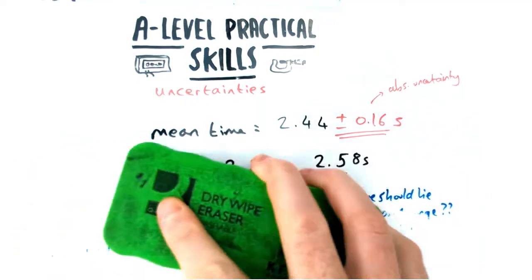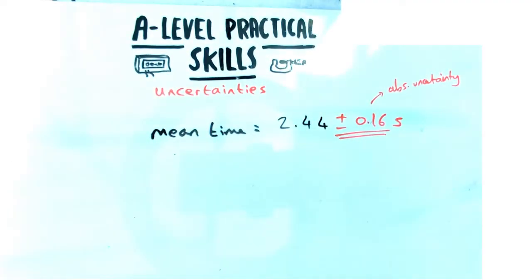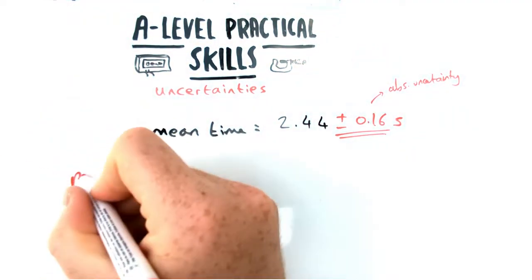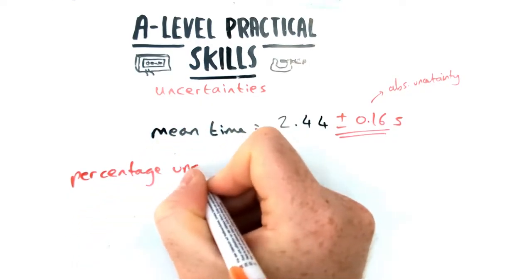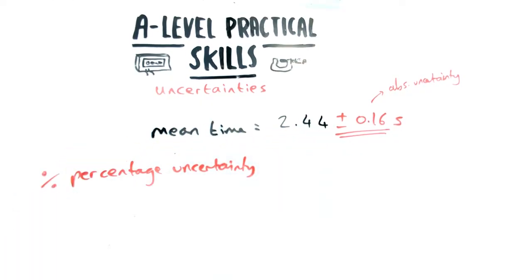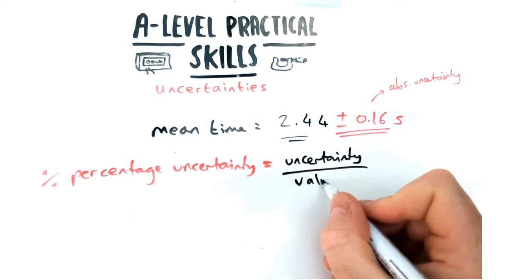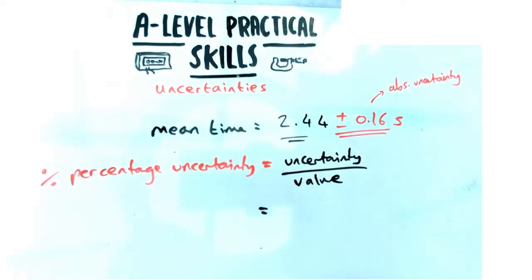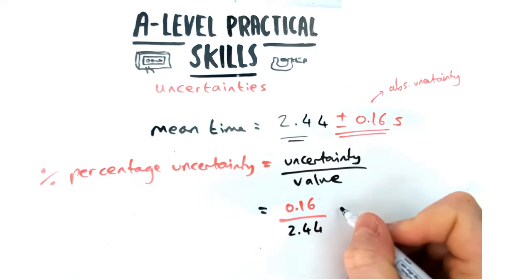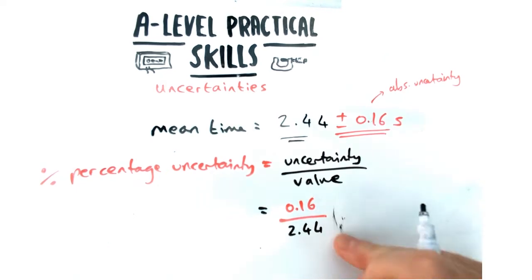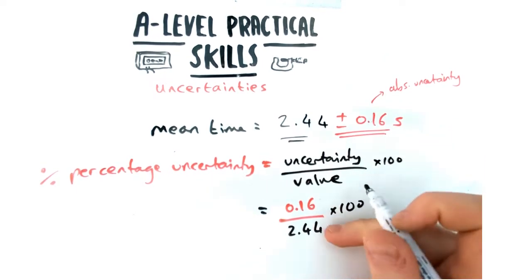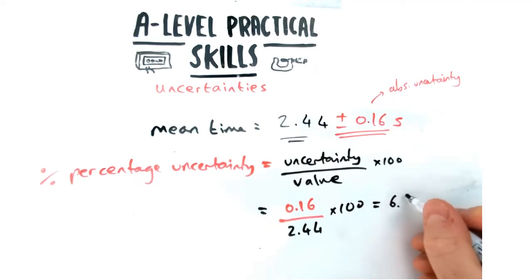Now the next thing we're going to look at is how to calculate percentage uncertainties. Now once you've got your head around finding out absolute uncertainties, percentage uncertainties should be relatively straightforward, because the same way you find a percentage of anything, you get the uncertainty and then you divide it by your value. So as a percentage uncertainty, in this case my uncertainty is 0.16, my value, my mean is 2.44, so I've got a percentage uncertainty, obviously times it by 100 to make it a percentage, which equals in this case 6.56%.